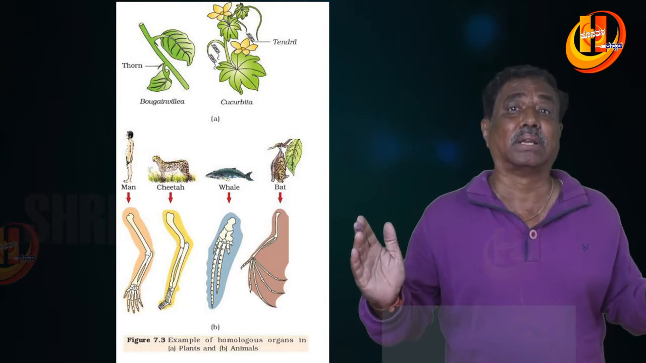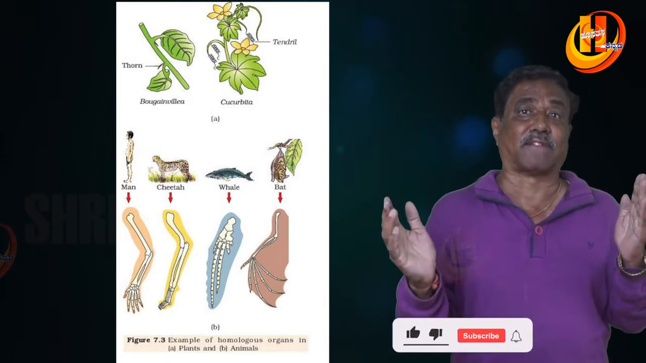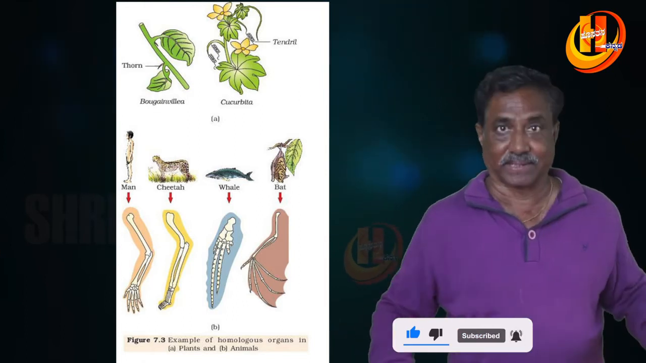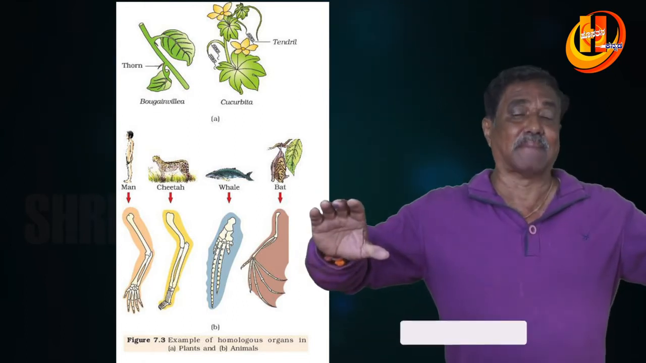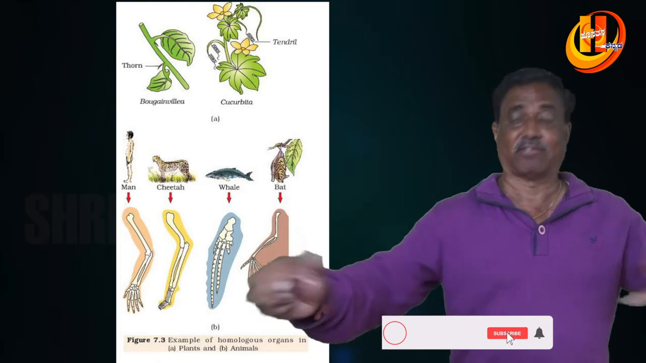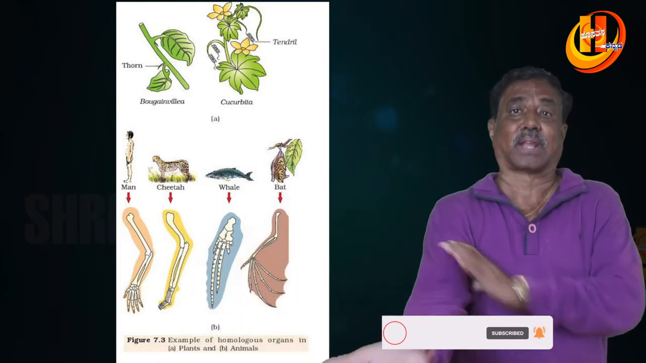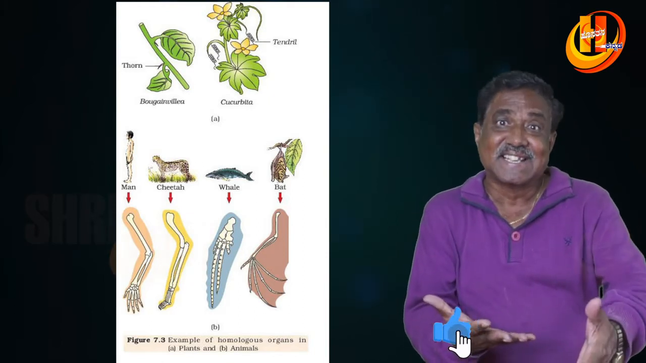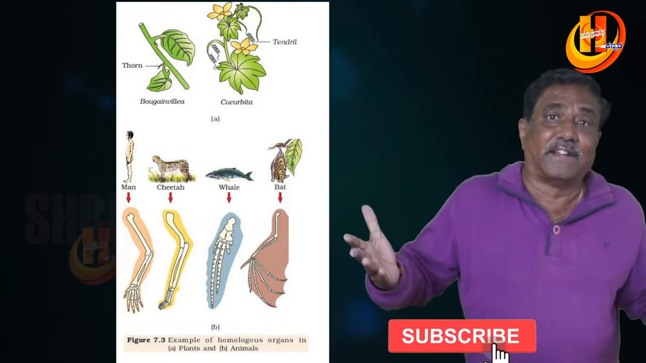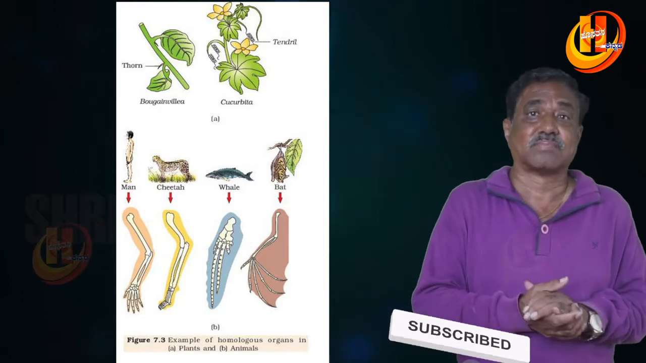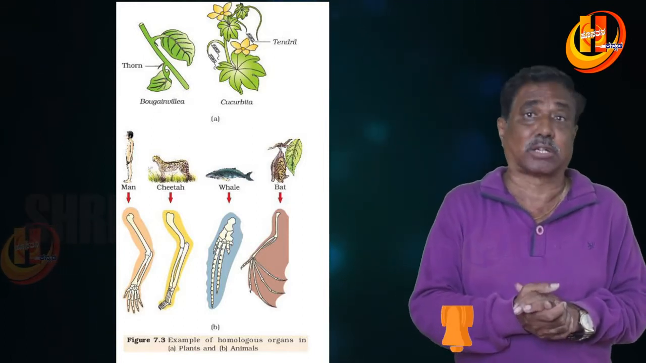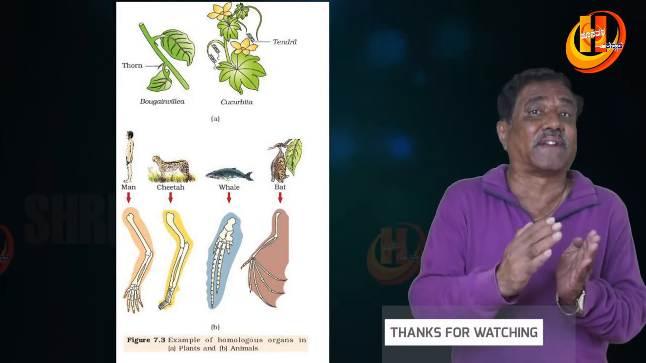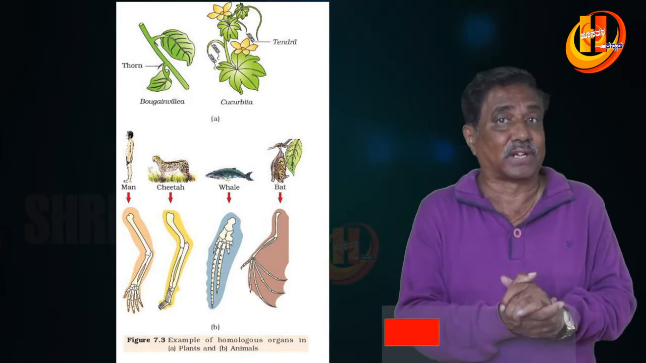For example, the forelimbs of whale, bat, cheetah and human beings. All these mammals have the humerus bone, radio-ulna, carpals, metacarpals and digits. Similar structure but different function. Even the development of heart and brain shows similar structure but different functions. These are examples for homologous organs.